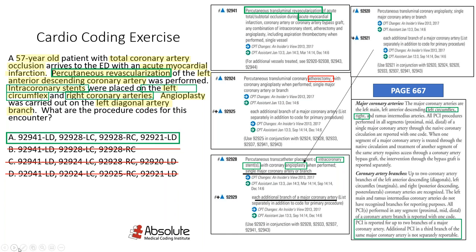We see that in solution A. It has our revascularization during AMI. It has both of the stent placements, and it has the angioplasty that was performed on the branch. Does that make sense to everybody? All right, good. Let's keep moving then, because it's getting late.